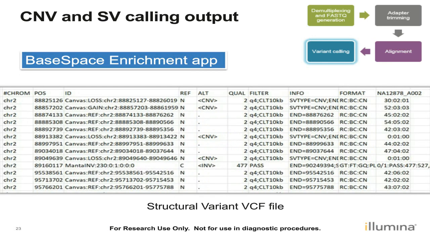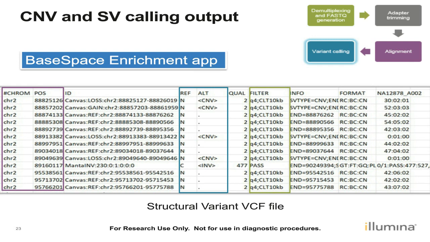With the genome VCF, let's take a look at the CNV and structural variant output from the base-based enrichment app. So we have here, and you can see it looks similar to the VCF format that we've seen before. We just have some differences, particularly in that ID column. So again, we have our chromosome and position. We have our ref and alt, and these look a little bit different as well. And then we similarly have our filter column.